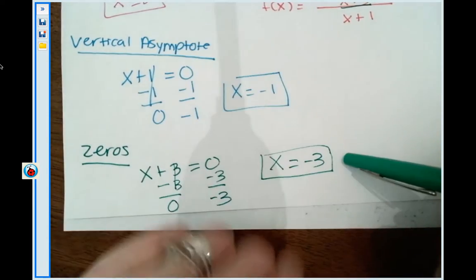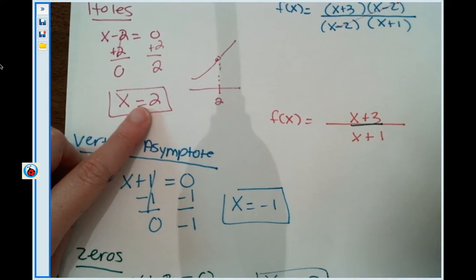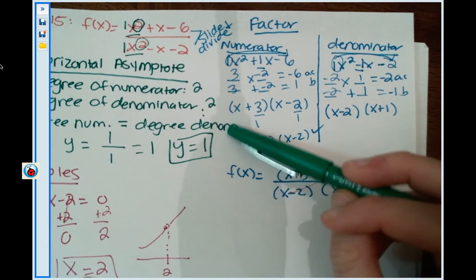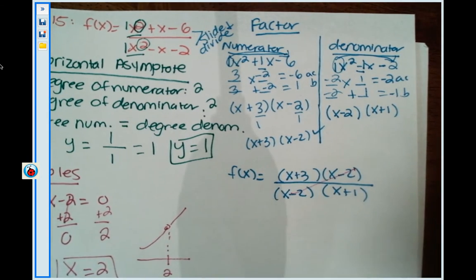There will be a vertical asymptote at x equals negative 1. There will be a hole at x equals 2. And there will be a horizontal asymptote at y equals 1. There is so much going on with this problem, which makes it one of the most epic problems of the day. What do you guys think?